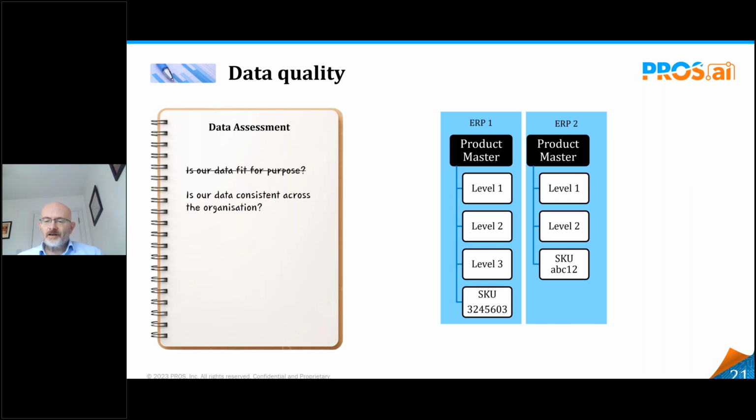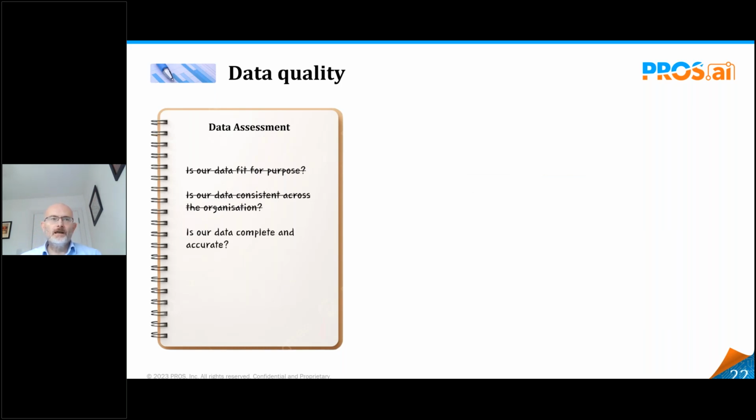And we have seen cases where this is a legitimate reason to delay a pricing initiative and instead kick off a project to map all the company's data into one common data structure as an enabler for a pricing initiative to get going. Then the next question is, is our data complete and accurate?